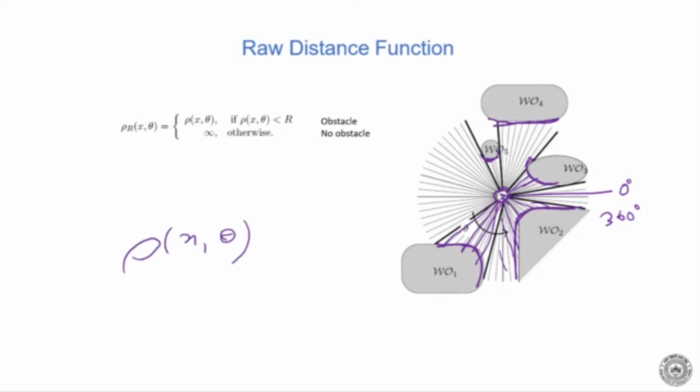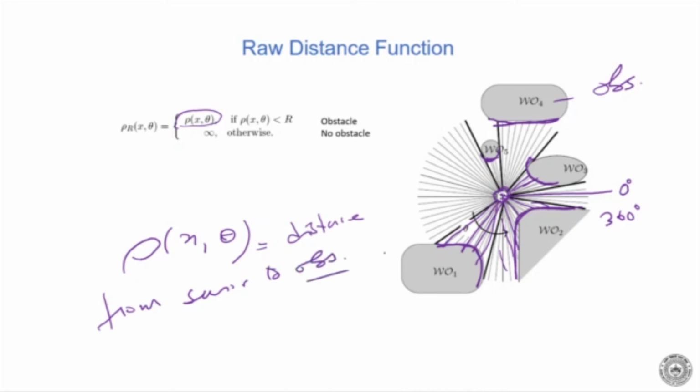There are obstacles here, called O1, O2, O3, O4, and the moment the ray hits an obstacle, you get some value for it, meaning it has some distance. What is the distance from the sensor to that obstacle? That is my rho. So rho is the distance from the sensor to the obstacle, and if there is no obstacle, then it will go towards infinity, which means nothing is there in front. So basically we are looking at this distance function rho and trying to decide the shape of the obstacles.